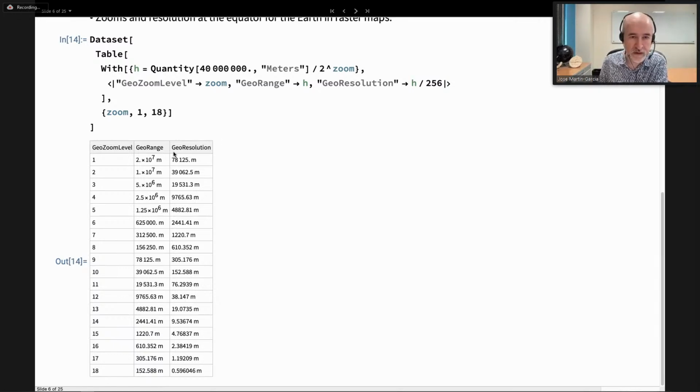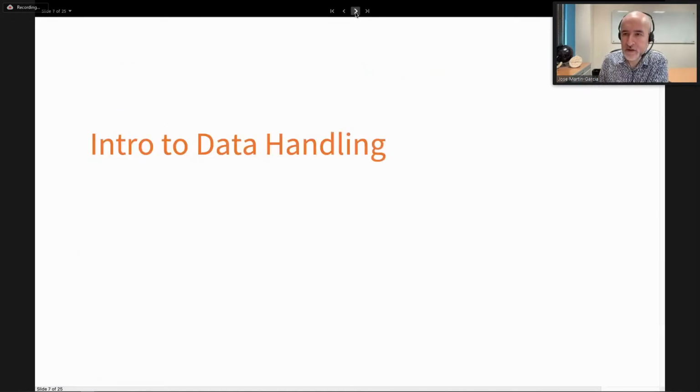In terms of georesolution, meaning the size of a pixel in the map, that would be going, in this case, from about 78 kilometers to less than 1 meter, so about 2 feet of size for a single pixel. So you see how powerful is the resolution of the maps we are showing. Okay, so that's all. Are there any questions so far?